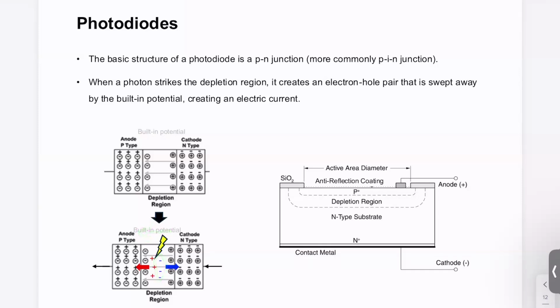It should go right, right? It should move to the right. And the holes will move left. So this creates a photocurrent. So by having light striking the depletion region, you are creating a photocurrent.